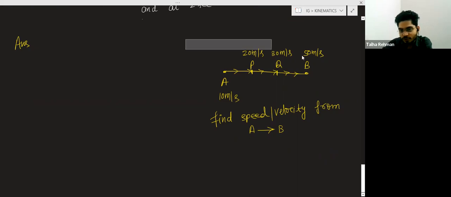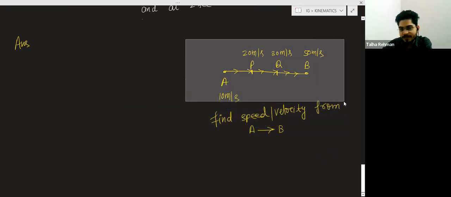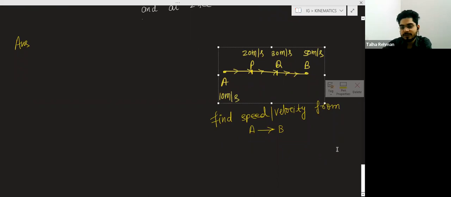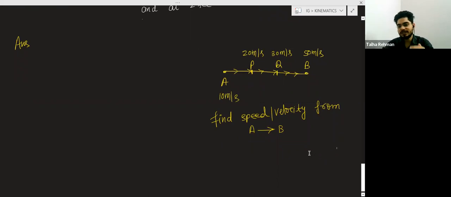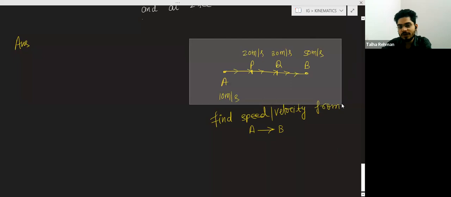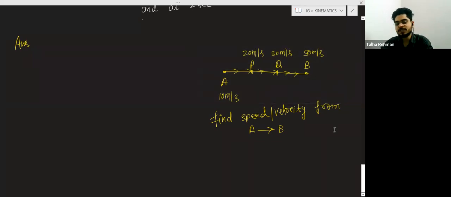Actually, you will try to calculate the average from A to B, right? The person is asking the speed from A to B. It means you will not tell that your speed will be 10, or that your speed will be 20. You will calculate the average of all, then you will tell the average speed.